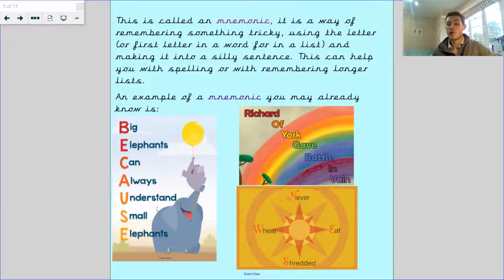Another way is when we've spoken about using our compass. Instead of north, east, south, west, you might have never eat shredded wheat. And it's, again, a silly sentence that's going to help you remember either a spelling or a list or something that we need in our year 2 curriculum.